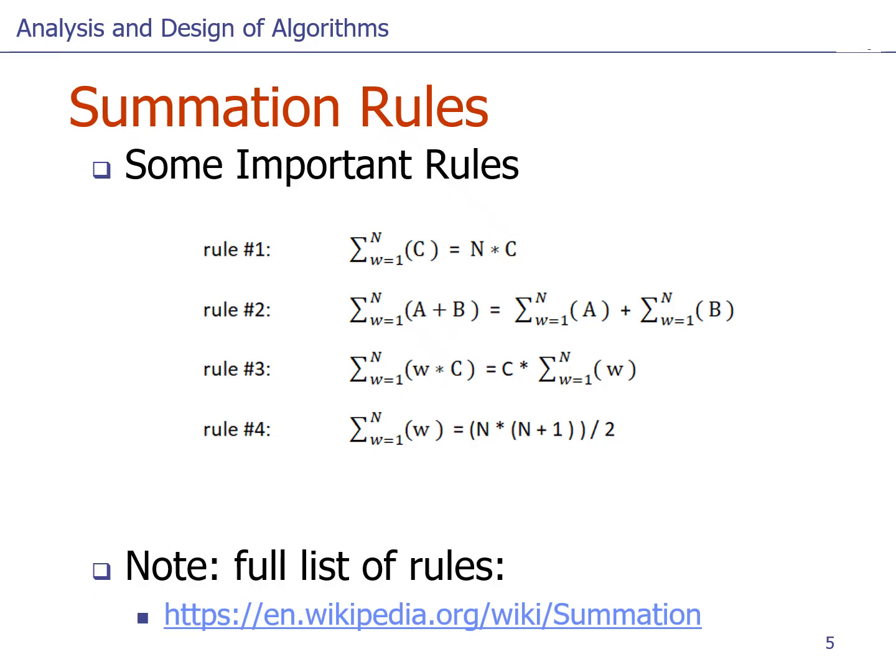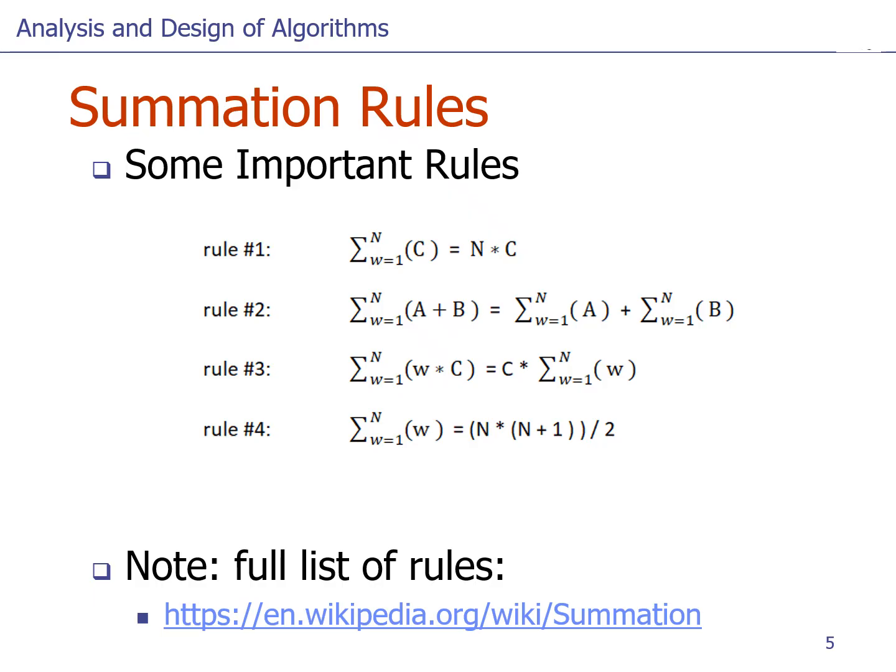We also have the second rule, which states that the summation from 1 to n of a plus b could be solved as 2 summations, one on a and one on b. And this will enable us to analyze nested loops more easily, because we could work on every one of the nested loops separately. Okay? Now, the third one says the summation of w from 1 to n, w multiplied by a constant. I can take the constant out and just work it out as a summation on w.